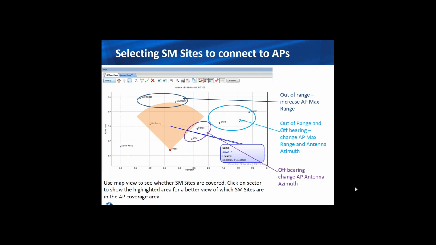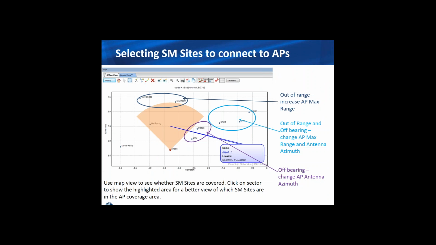Okay, so we've now set up the access points on the site. So what we want to do now is to attach the subscribers to those access points. We talked a little bit earlier about how setting the max range and the azimuth angle of the access point is very important.